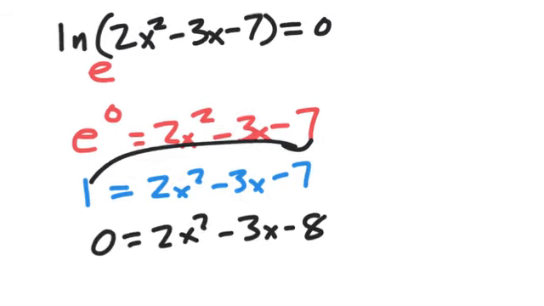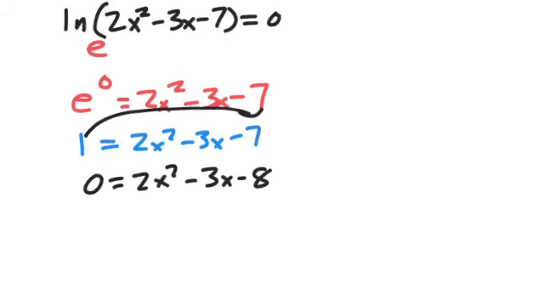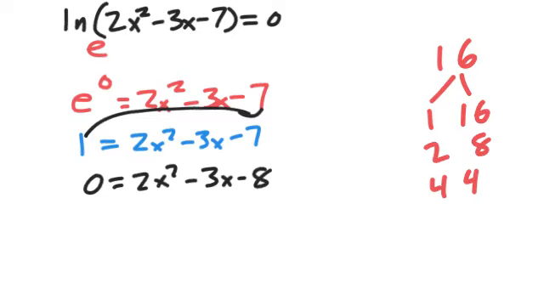So now I'm going to see if I can factor it. So I'm going to do A times C. 2 times 8 is 16. What multiplies to be 16? 1 and 16, 2 and 8, or 4 and 4. Do any of those combine to give me 3? They still do not. So I'm going to now use the quadratic formula.